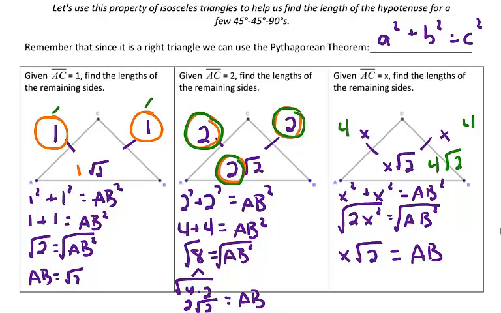However, do not feel like you have to memorize this pattern. You can use the Pythagorean theorem just as we did in these examples to solve for the remaining side length. It's a nice trick, it's a shortcut, but again, nothing that you need to memorize.